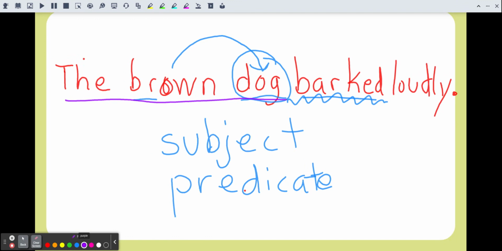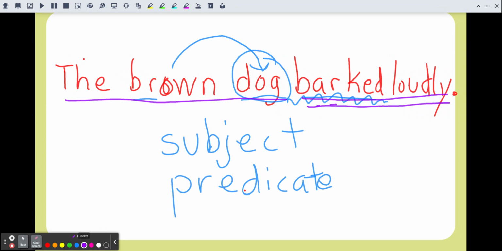The other part of a complete sentence is the predicate. The predicate describes what the subject is or does, and it always includes a verb. What does it always include? A verb. So the subject, the brown dog, what is he doing in this sentence? Barking loudly. You are correct. So we're going to underline barked loudly twice. I'm going to put two lines under it.